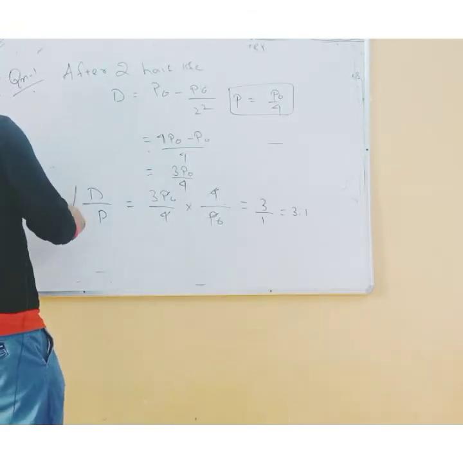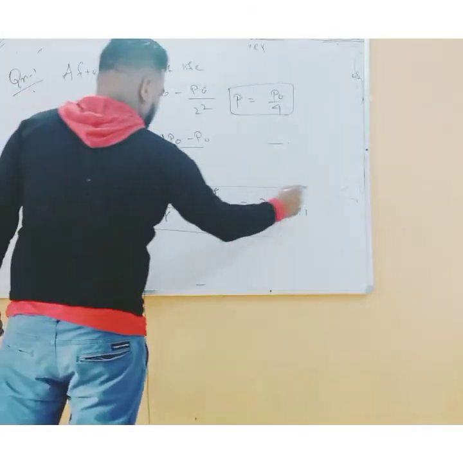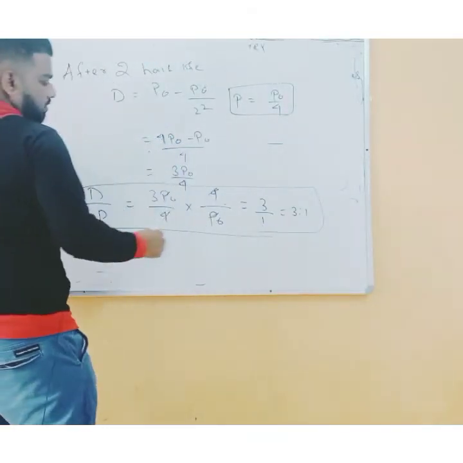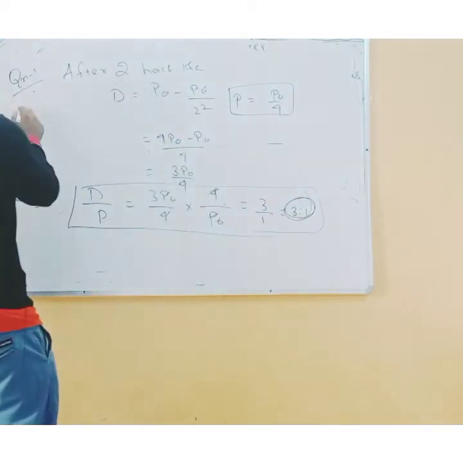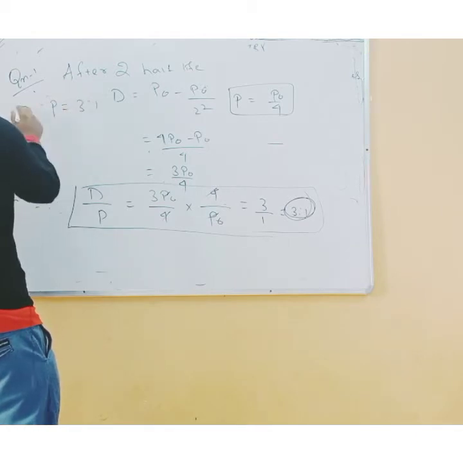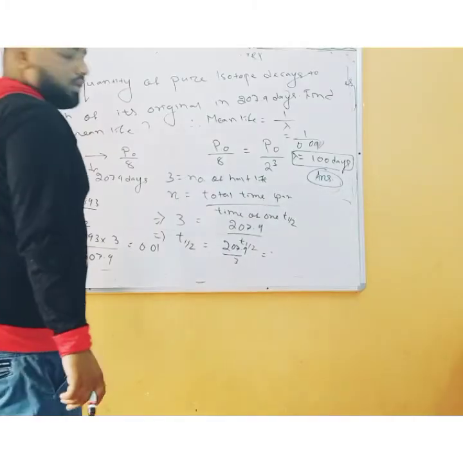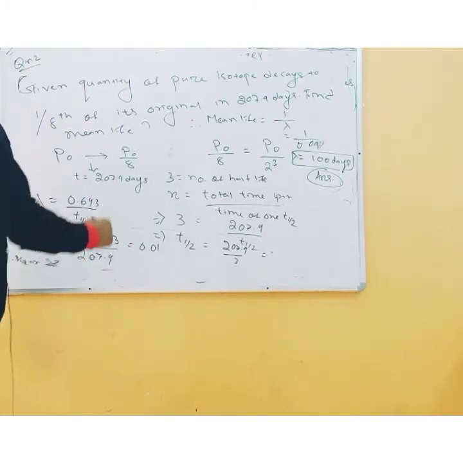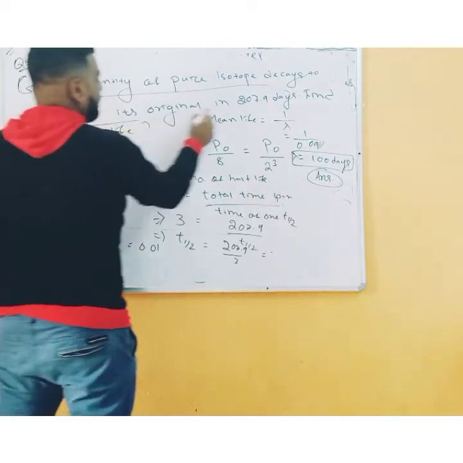Now we have to calculate the ratio between D and P. So 3 P naught by 4 into 4 by P naught is equal to 3 by 1, that is 3 ratio 1. So the answer: the ratio of the concentration of D to the concentration of P is 3 ratio 1 after 2 half-lives. Very simple.